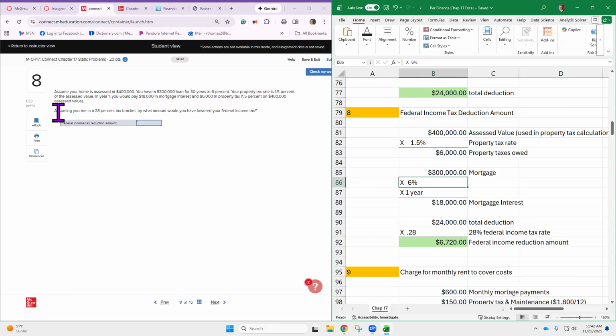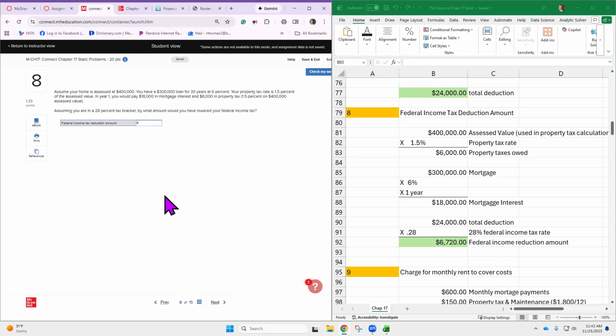Now, here's the last piece you need. Assuming you are in the 28% tax bracket, by what amount would you have lowered your federal income tax? So now you need to take that total deduction times the 28% income tax rate. When you take 28% of that $24,000, then you get the federal income tax reduction. This is how much it's saving you in taxes.